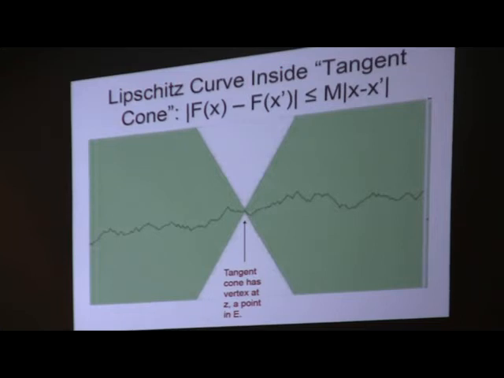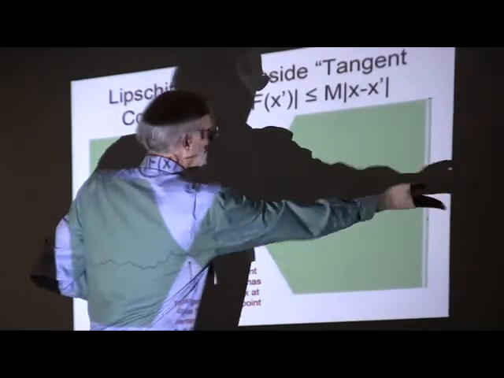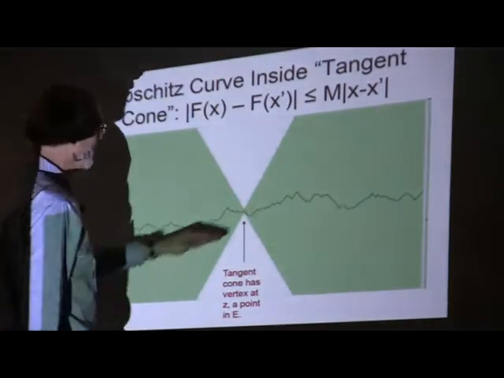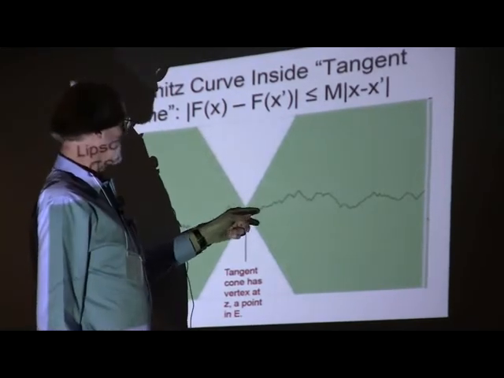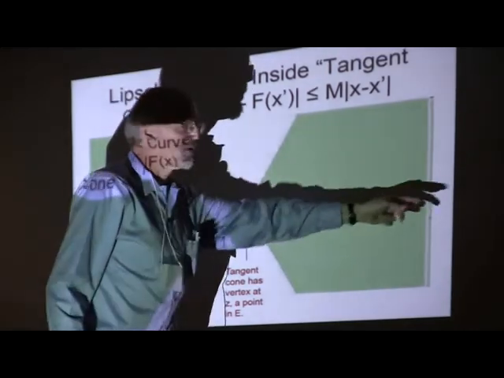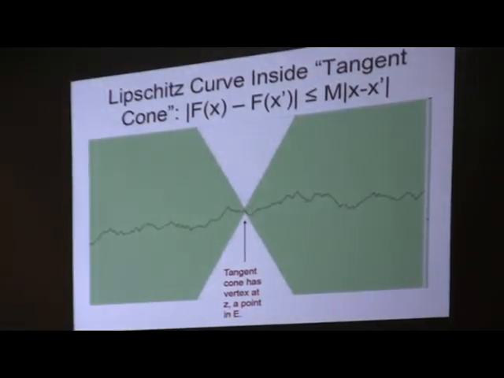So I get to pick a point in my set E. That's the center. And now I pick a Lipschitz curve. So here, the tangent cone is going to be a double tangent cone that goes this way and that way. And what I'm going to demand is that my set not hit this Lipschitz curve in very much of the set. So let's look at a picture of that.